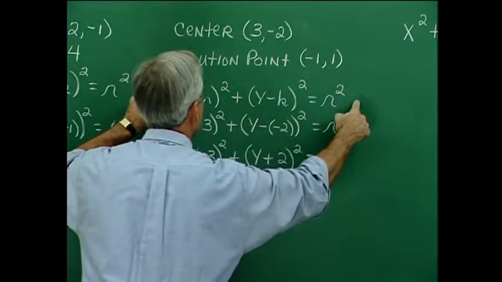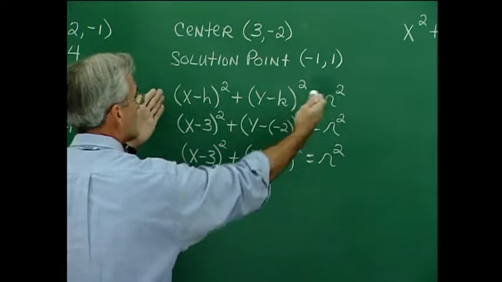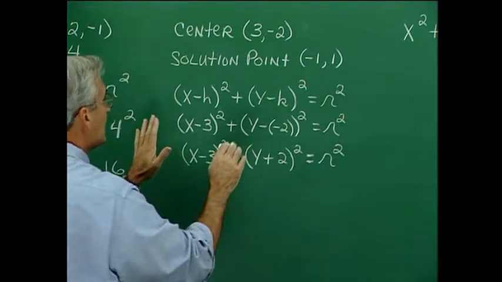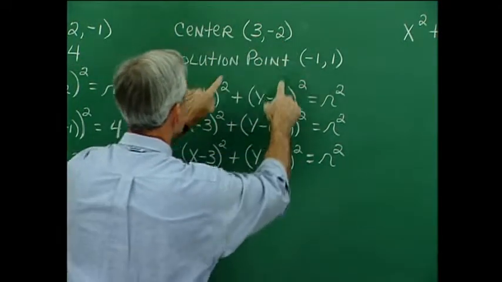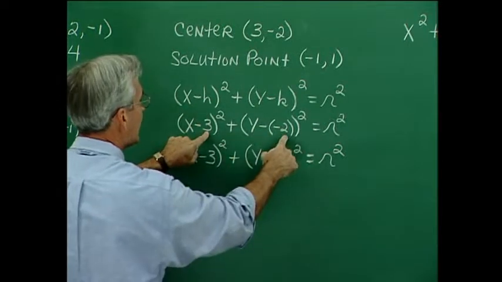We start out with this. Now, we replace within this format the information that we know. We know this 3, -2 is the h and the k. So we have the 3 and the -2 here.